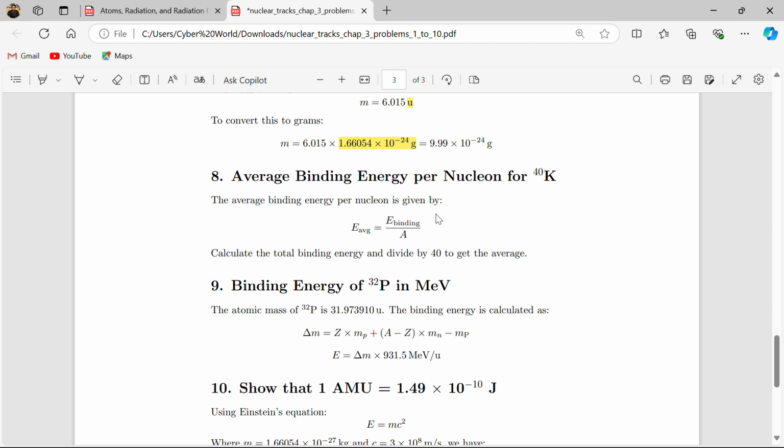So per nucleon, you have to divide it by A, which you already know is the mass number. In this scenario, our mass number is 40, so you have to divide by 40 to calculate your average binding energy. Okay, this is how you can find the binding energy, or binding energy per nucleon, for any nuclide.